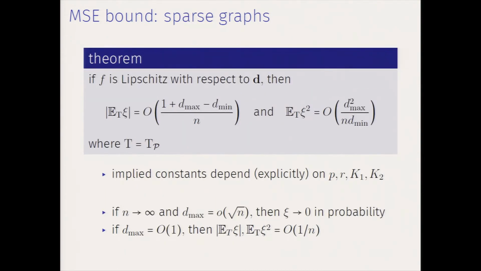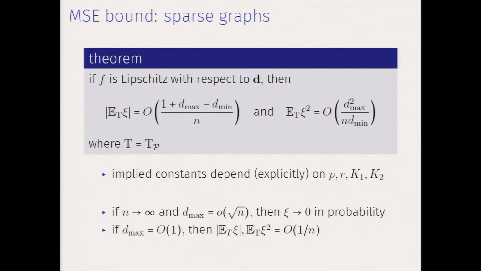And the second result deals with sparse graphs. The result is that if the same Lipschitz continuity condition is satisfied, what we show is that the expectation of xi is on the order of the difference between the max and min degrees in the graph divided by n. N is basically the size of the graph. And the expectation of the square of xi is on the order of the square of the max degree divided by n times the min degree. And again, implied constants don't depend on the graph, but depend on the other parameters.